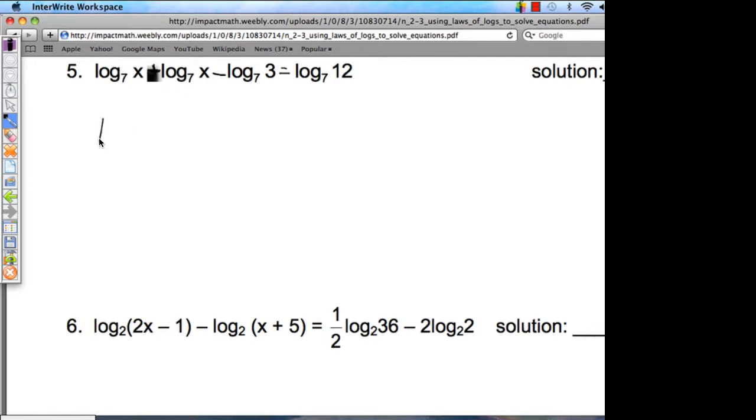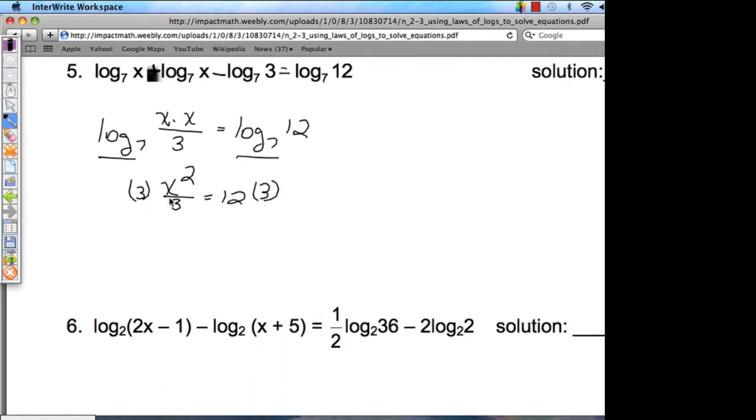Plus we multiply, so this combines as log base 7 of x times x divided by 3, and that equals log base 7 of 12. So we have x squared over 3. Log base 7 is the same. So x squared over 3 is equal to 12. Multiply by 3 on both sides. So you have x squared is equal to 36. Square root both sides, and since this 2 is even, x is equal to plus or minus 6.